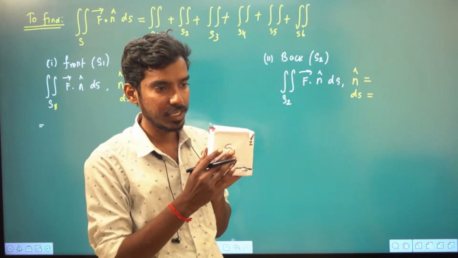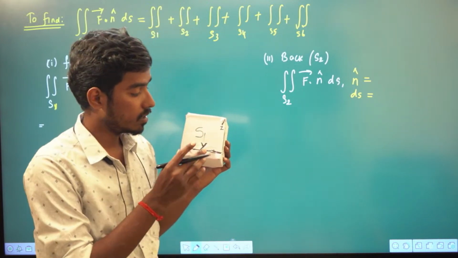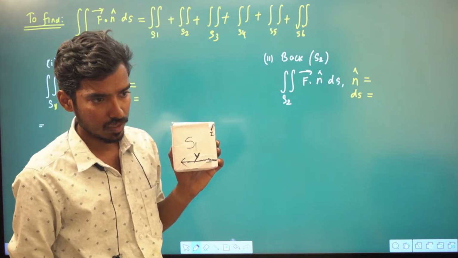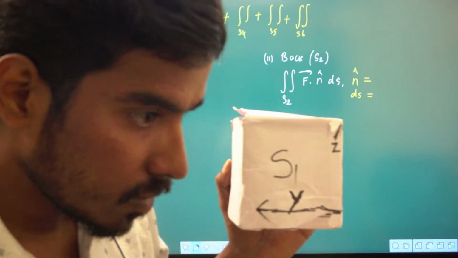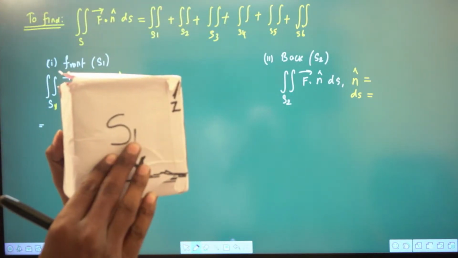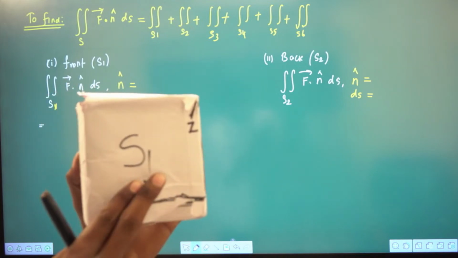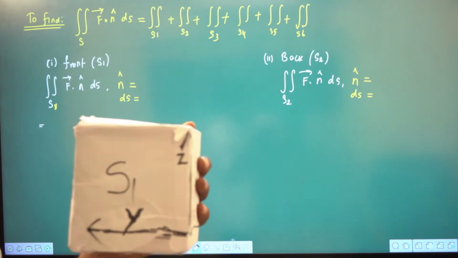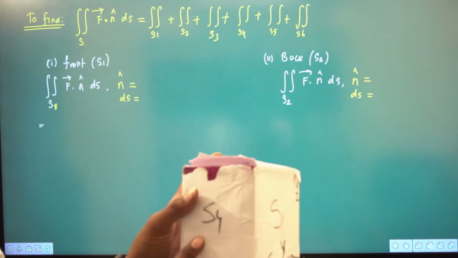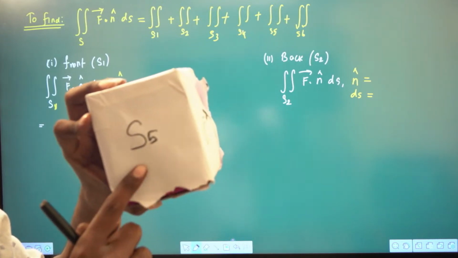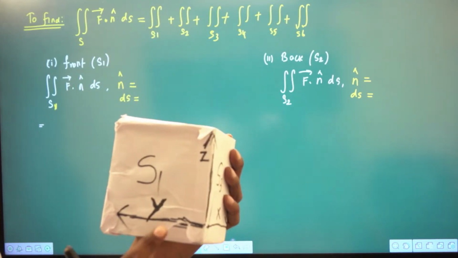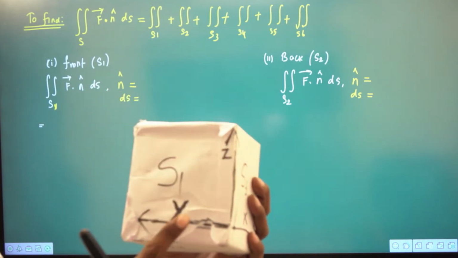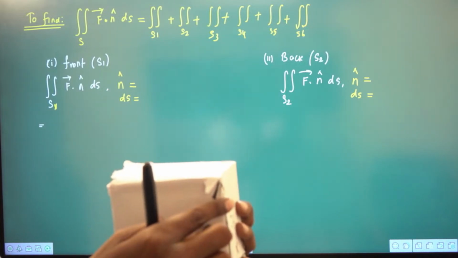Now first I'm going to find the double integral over S1. See, this is my S1, back is S2. So we have front and back, then right and left, and up is S5, down is S6. So let us take this front face S1. Here I'm marking this as the x-axis, y-axis, and this is the z-axis.